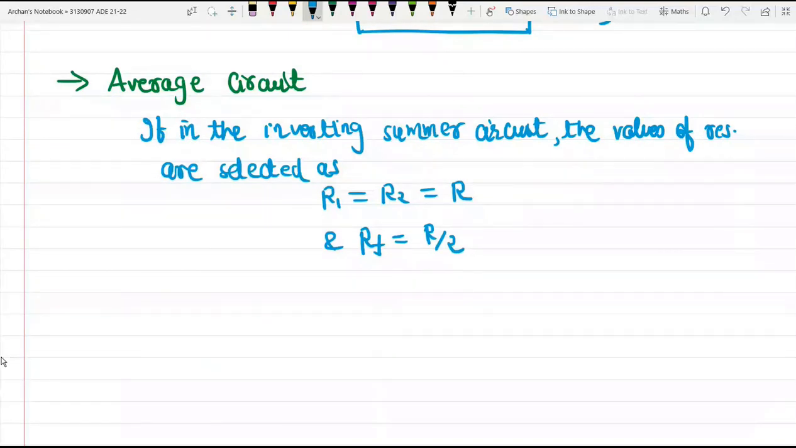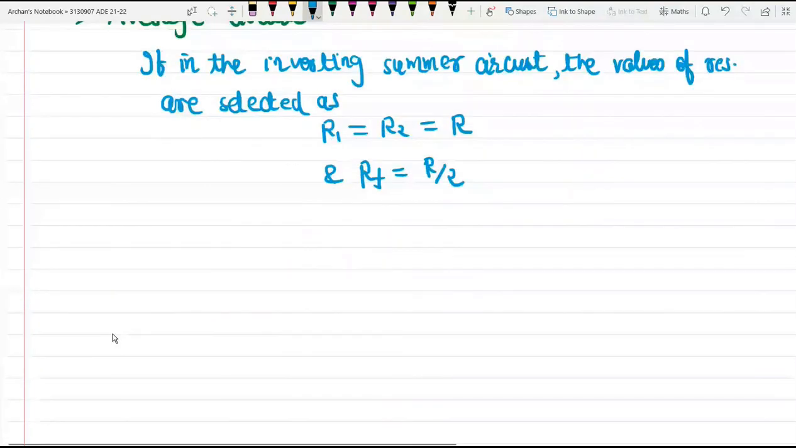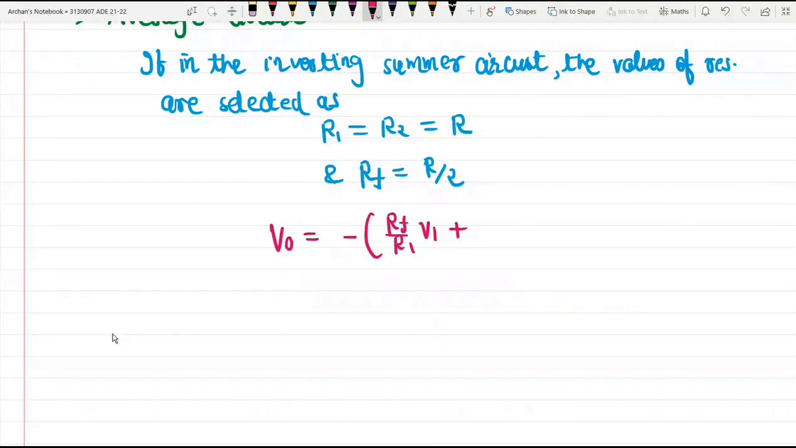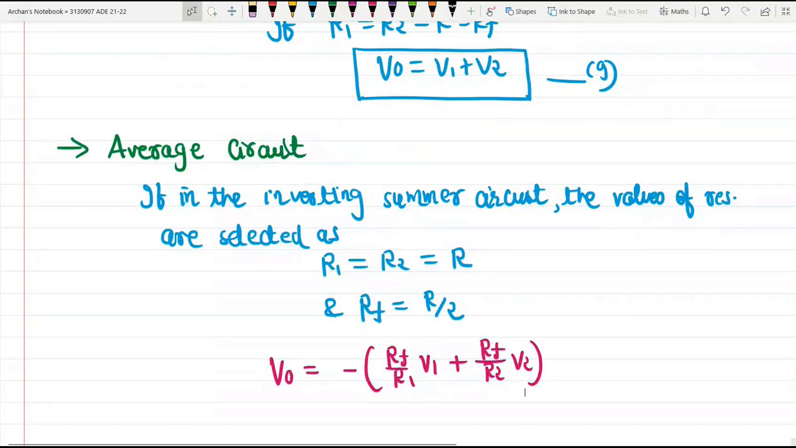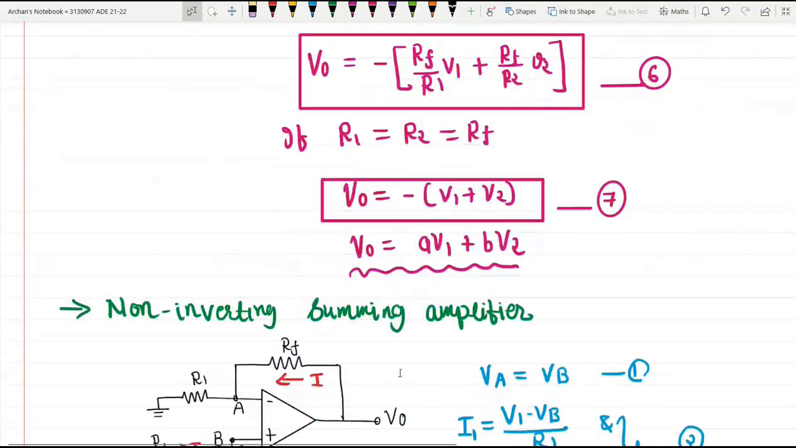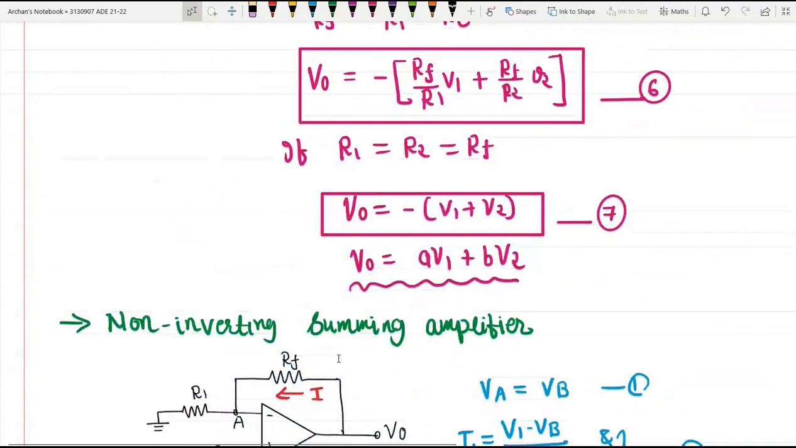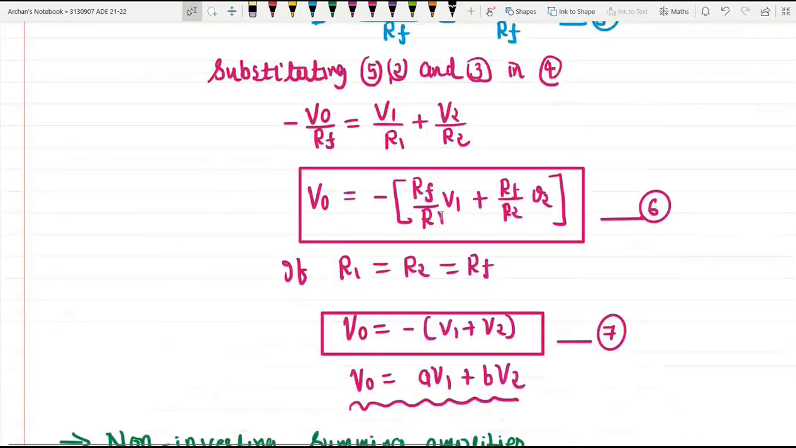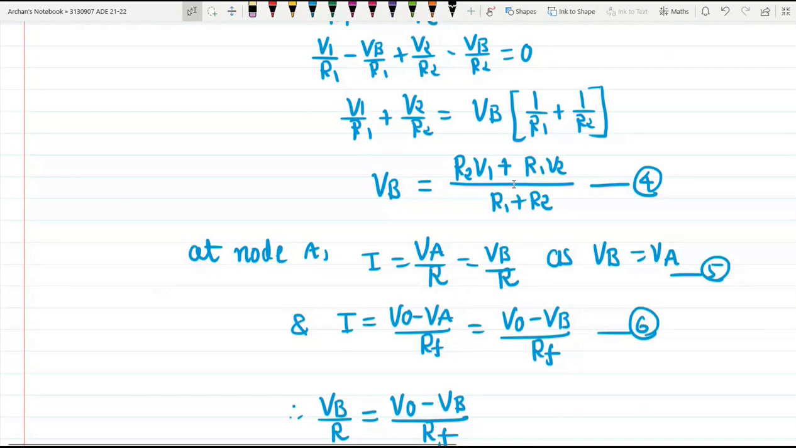In that case, we already have derived the equation of output voltage. Let me write down the equation one more time. V0 is equal to minus Rf by R1 times V1 plus Rf by R2 times V2. This is the equation which we have derived. Let us go back to this equation here. I am talking about equation number 6. Now in this case we are considering R1 is equal to R2 and Rf is equal to R by 2. So let us put these values.